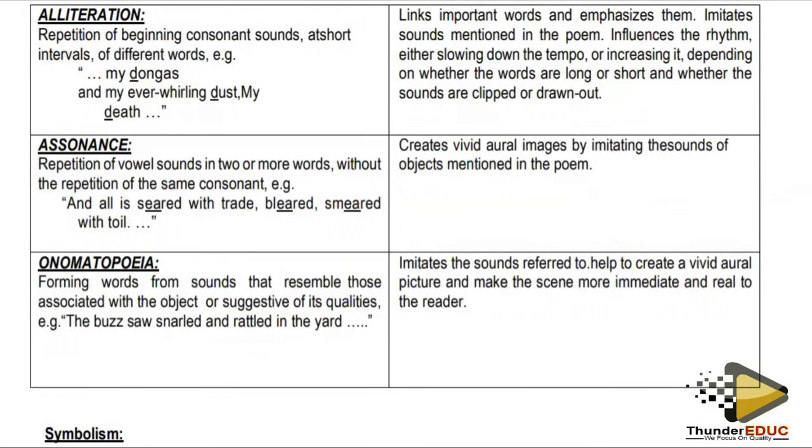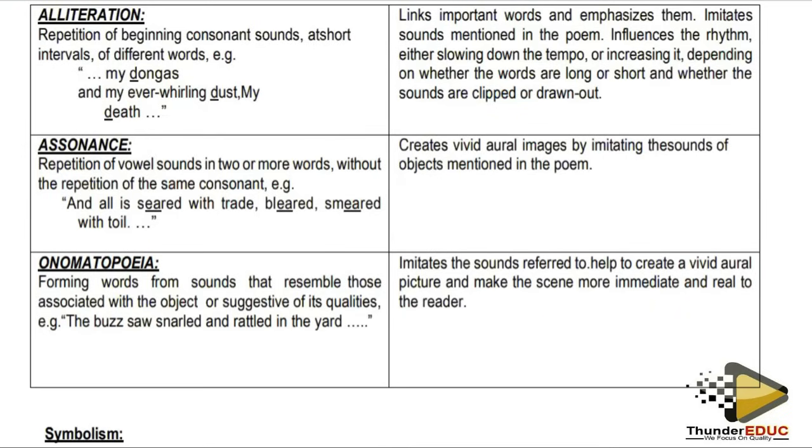Those are the three: alliteration, assonance, onomatopoeia. When we look at the words that are used, we will see a repetition of the word or the sound. Alliteration is the repetition of beginning consonant sounds, or in the middle or somewhere, but definitely consonant sounds are repeated. For example, my dangers and my ever-winning dust, my death. The D consonant sound is repeated. So that's what we mean by alliteration.